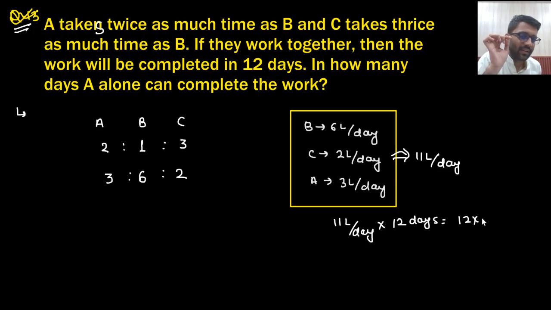The job was eating 12 into 11 laddus. So that would be 12 into 11, which is 132. So the job was eating 132 laddus. This was the job. What was the job? The job was eating 132 laddus.